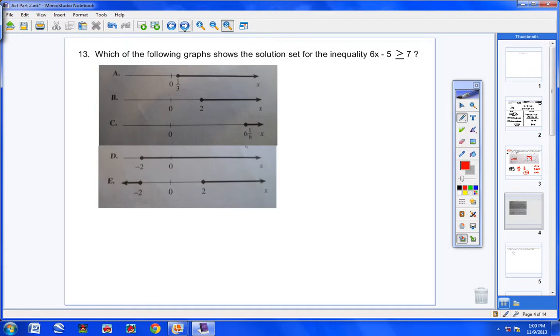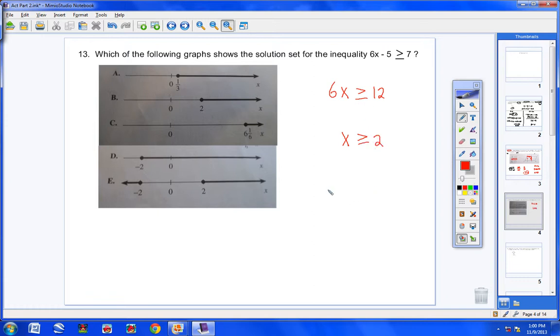All right, let's take a look at number 13. Which of the following graphs shows the solution set for this inequality? Well, we're going to have to solve it, okay? Pretty simple. So I'm going to take my negative 5, bring it to the other side, and make it positive. So when I bring it over, I would have 7 plus 5, which is 12. And now divide both sides by 6, and x is greater than, I forgot my equal sign here, x is greater than or equal to 2.